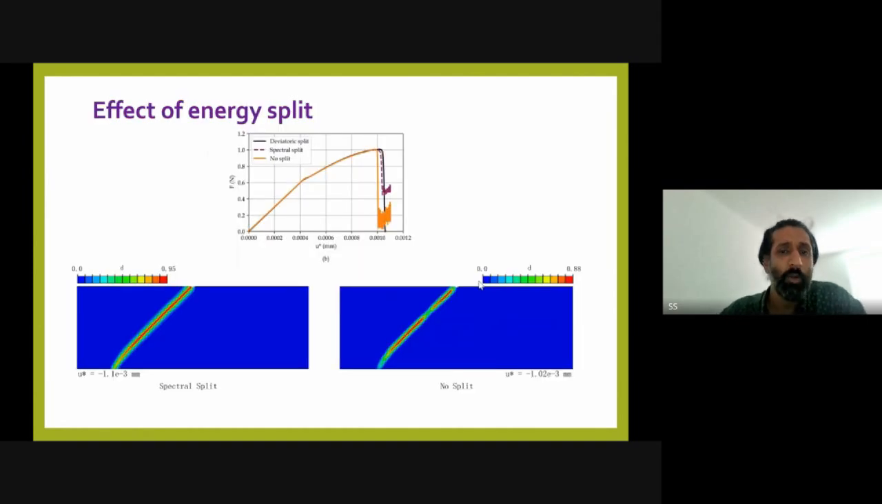So moving on, another study that we wanted to do, because we had considered the split of energy using the deviatoric and the compressive split. There are many other kinds of splits that are prevalent in phase field literature. That is the spectral split, which is based on the work of Miehe, who did the eigenvalue decomposition of the strain and proposed the positive part of the strain energy and the negative part of the strain energy.